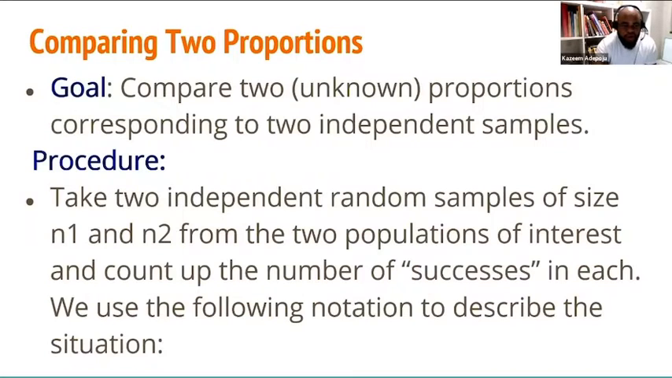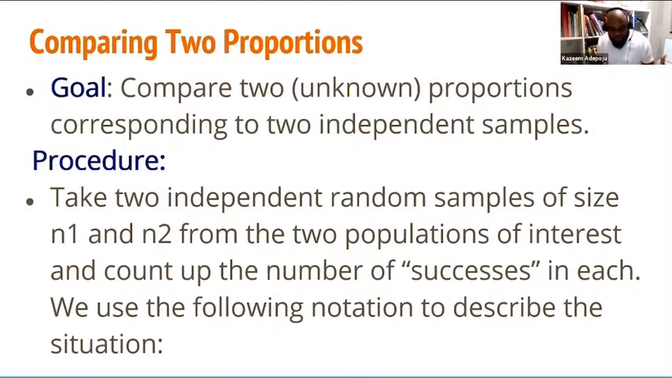Okay, so in comparing proportions, we actually have a goal. The goal is to compare two unknown proportions corresponding to two independent samples. So whenever we're comparing proportions, the samples have to be independent. Okay, and what is going to be the procedure here? The procedure is that we're going to take two different samples from two different populations, and what we're going to do is count up the number of successes in each.